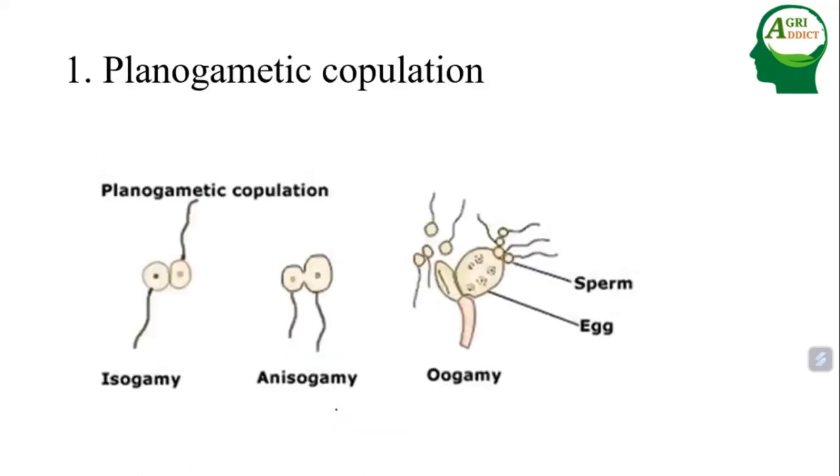Coming to the important sexual reproduction types, it is planogametic copulation. See, in this picture, you can see the isogamy and anisogamy. Plano means movement. So here there will be fusion of motile gametes. Either the male or the female will be moving and the fusion takes place. Sometimes the male will be motile and the female will not be motile. So that we call it as heterogamy.